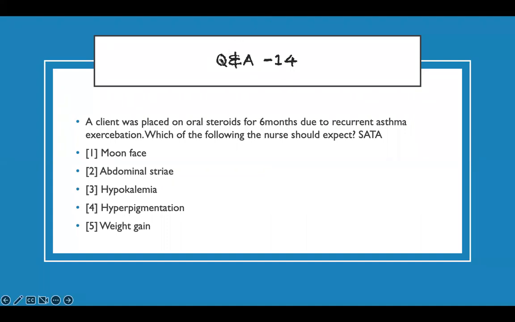Same story. As usual, a SATA question. Which of the following should the nurse expect? A client was placed on oral steroids for 6 months due to recurrent asthma exacerbation. It's a SATA question. What is being asked? Expected finding. What is the case? Patient is on steroids for asthma. What are my buzzwords? Steroid, 6 months, asthma. Then you make your choice. Each answer is independent from the other. You just stay there, you don't compare, and you move on.